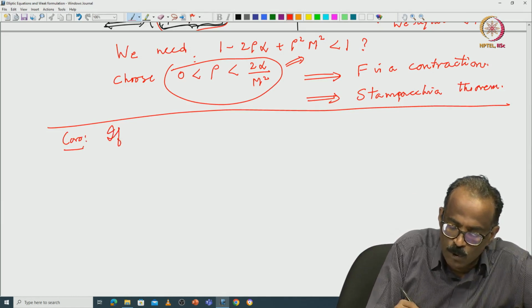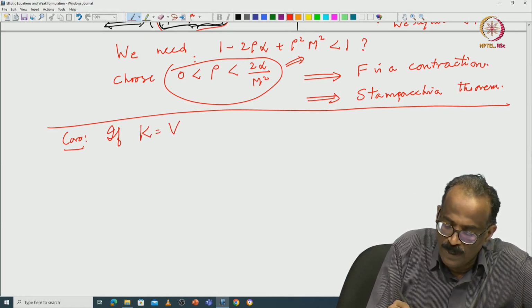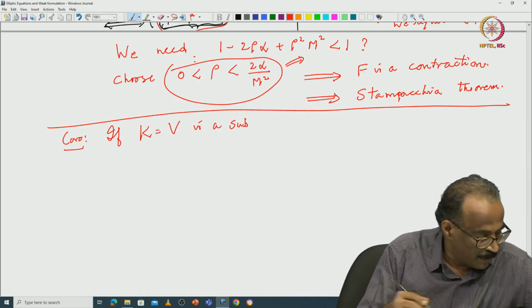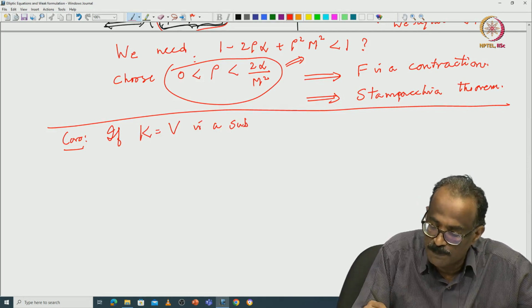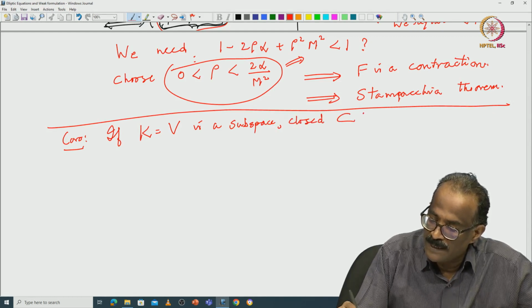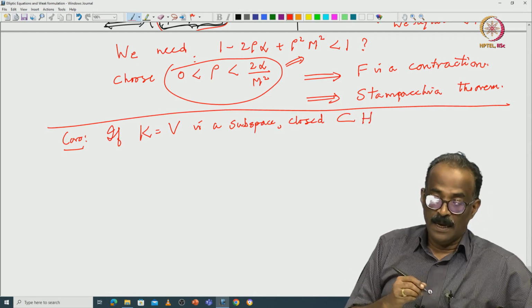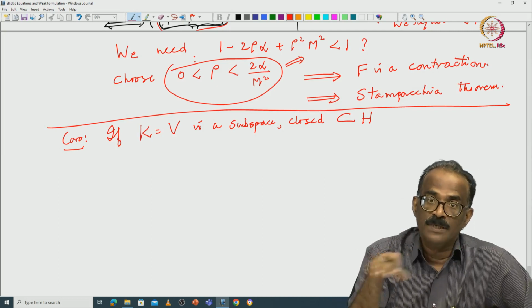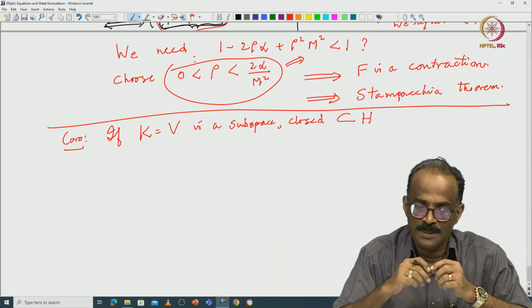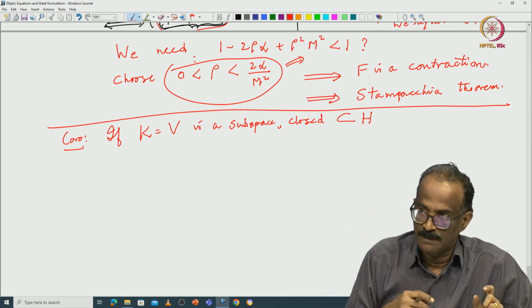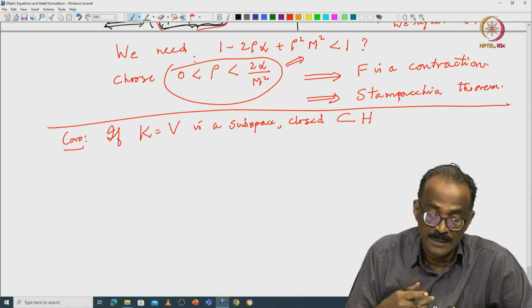if K equal to V is a subspace, a closed subspace contained in H. Okay. And subspaces are always convex. So, there is no need to verify, all the subspaces are much more than convexity. The entire line is there. Convexity means only between 2 elements are there. Okay. So, you have a convexity.